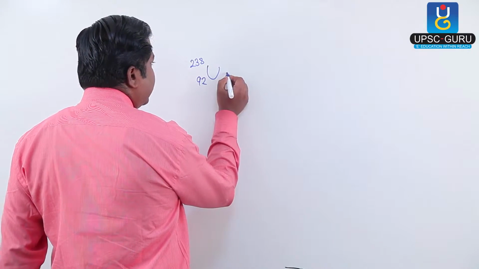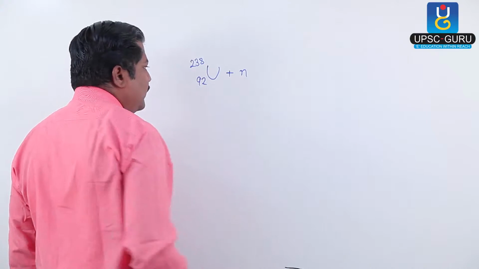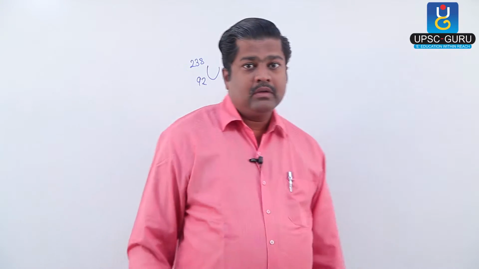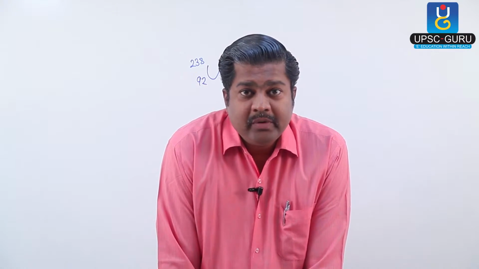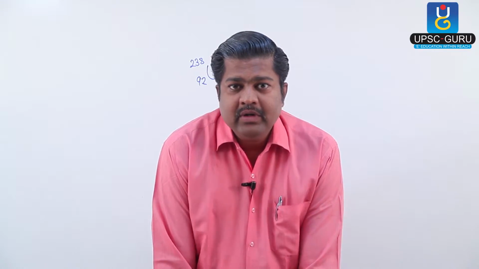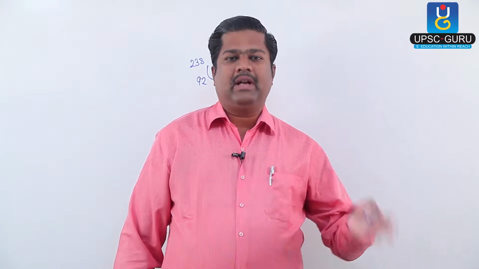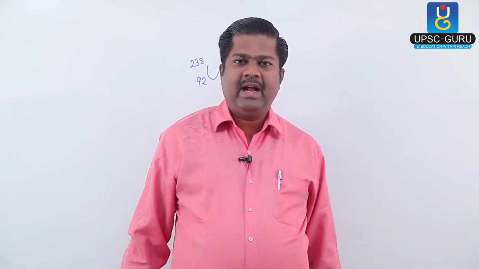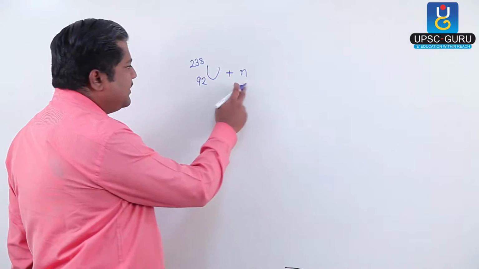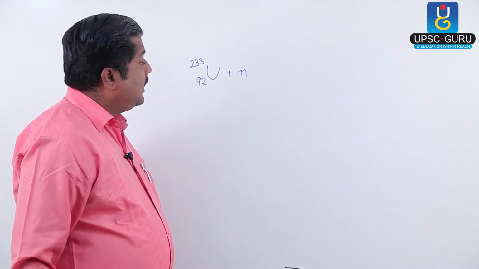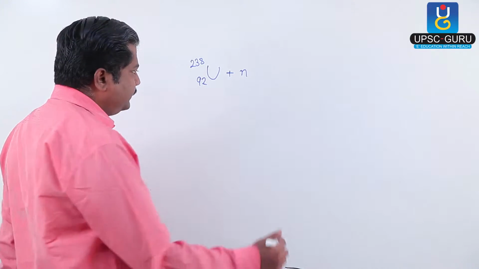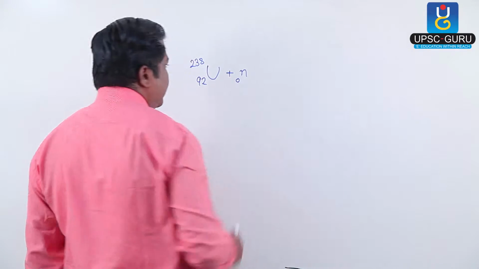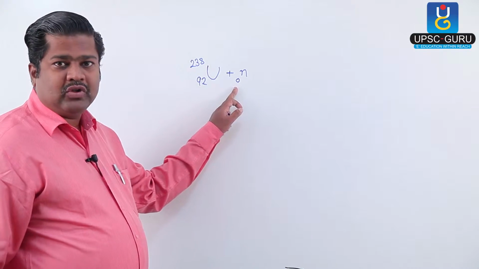Now this is bombarded with a slow moving neutron. Slow moving doesn't mean it is very slow, but that it is not an accelerated one. That means velocity is not given; whatever natural velocity is there. So that slow moving neutron is bombarded on uranium 238. Now the neutron is represented this way, with 0, because there are no protons.